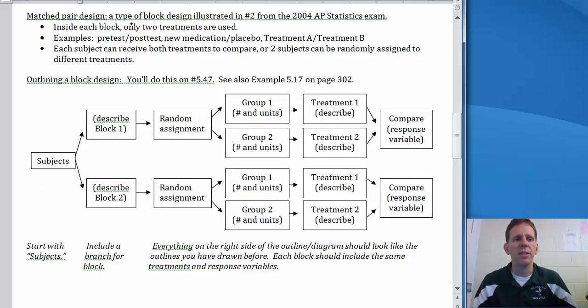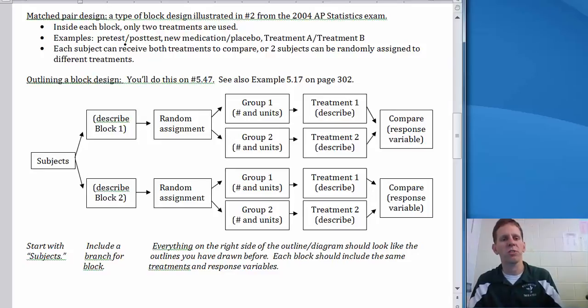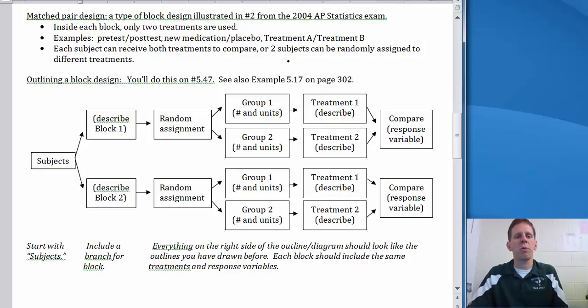A matched pair design is a type of block design illustrated in the last problem we just worked. Inside each block, only 2 treatments are used. Examples are pre-test and post-test, a new medication versus a placebo, and treatment A versus treatment B. Each subject can receive both treatments to compare, or 2 subjects can be randomly assigned to different treatments. We will talk more about matched pair design in February.